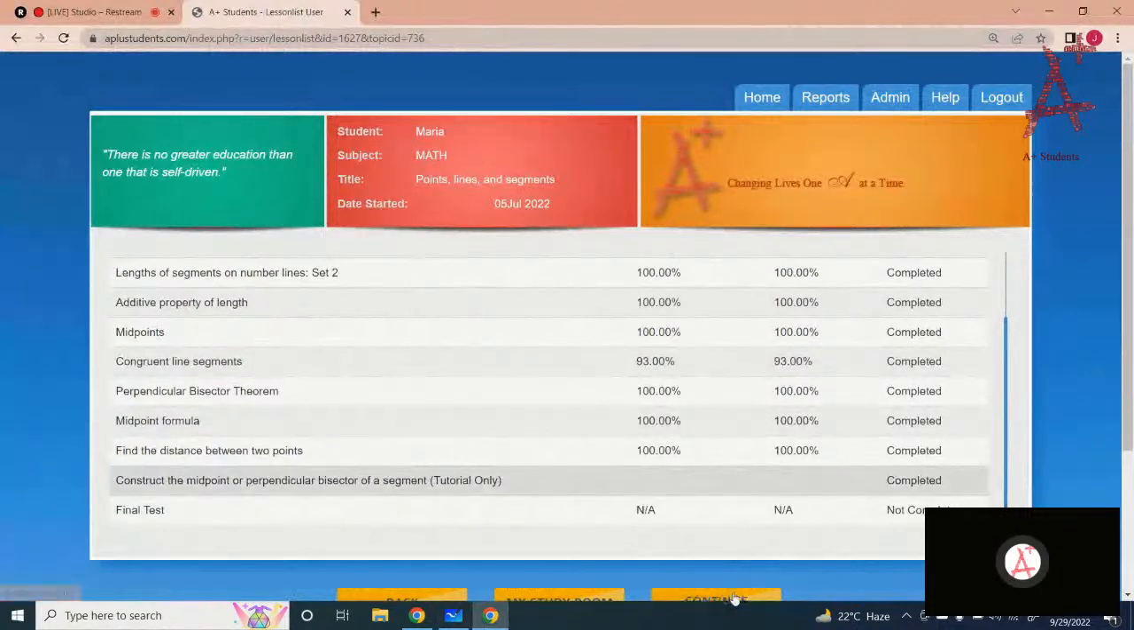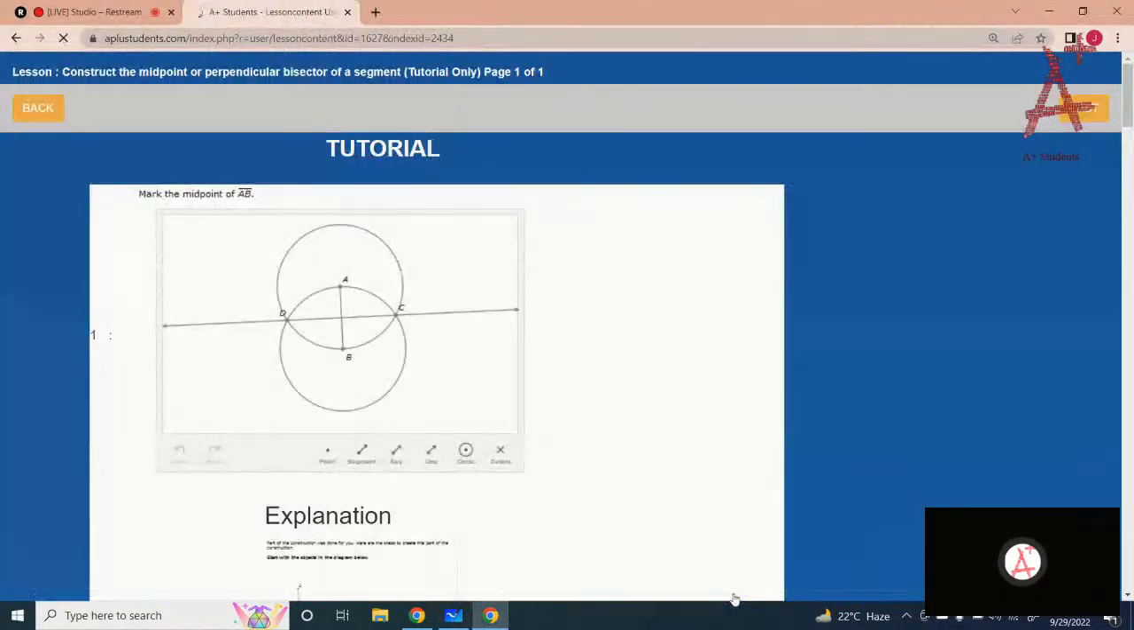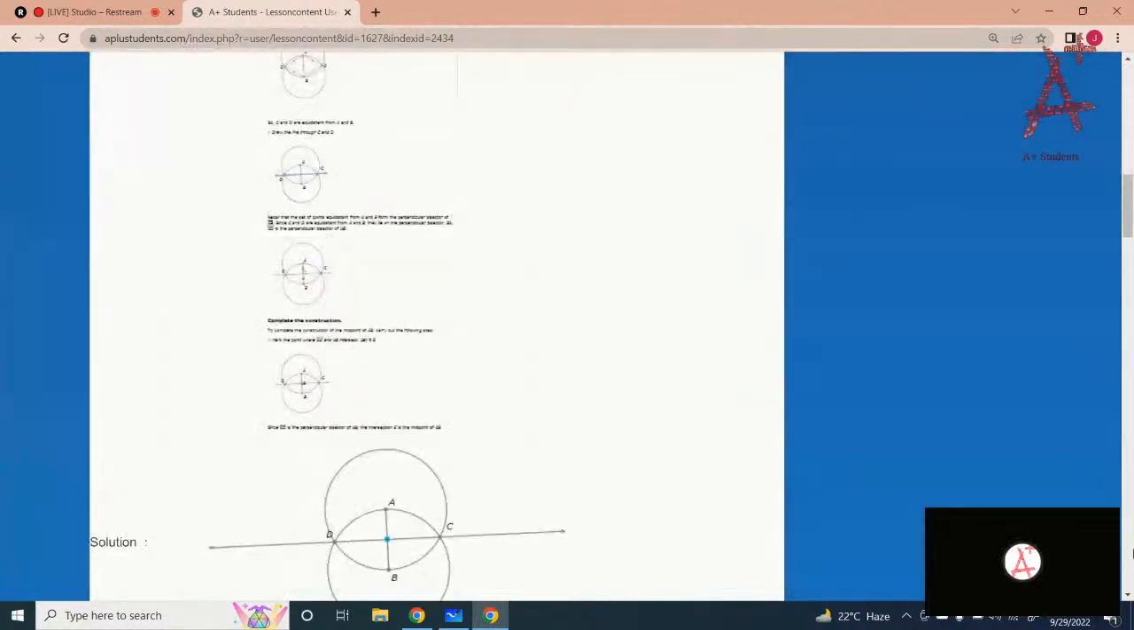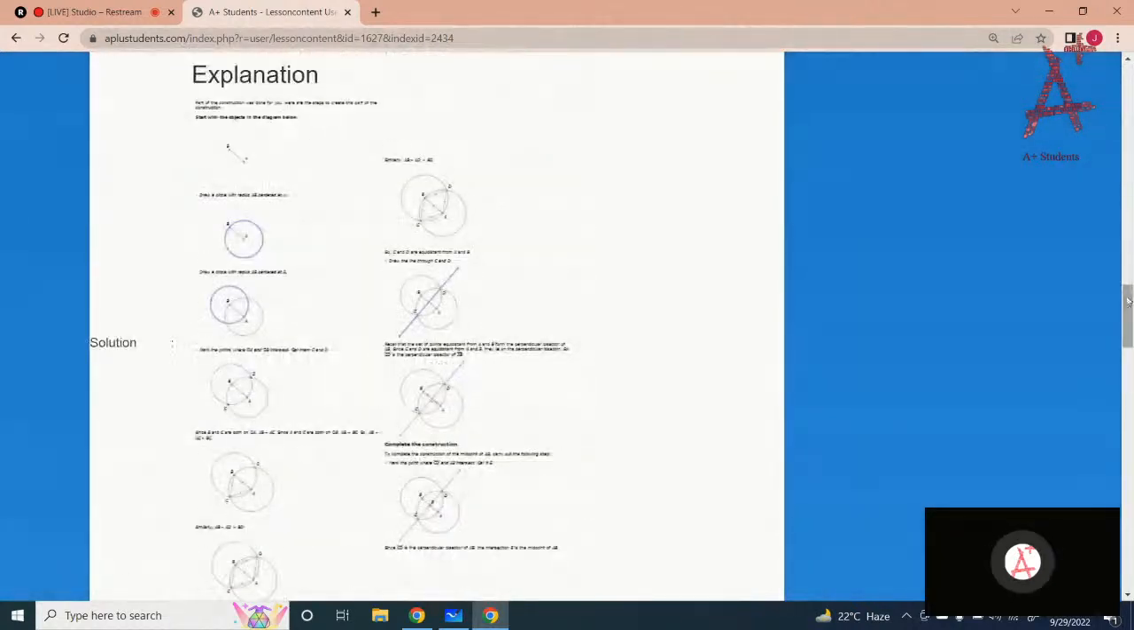Okay, let's start with this topic. Construct the midpoint or perpendicular of a line segment. So you are given just a tutorial, and the tutorial is not much clear so that we can read it. So just leave this topic.